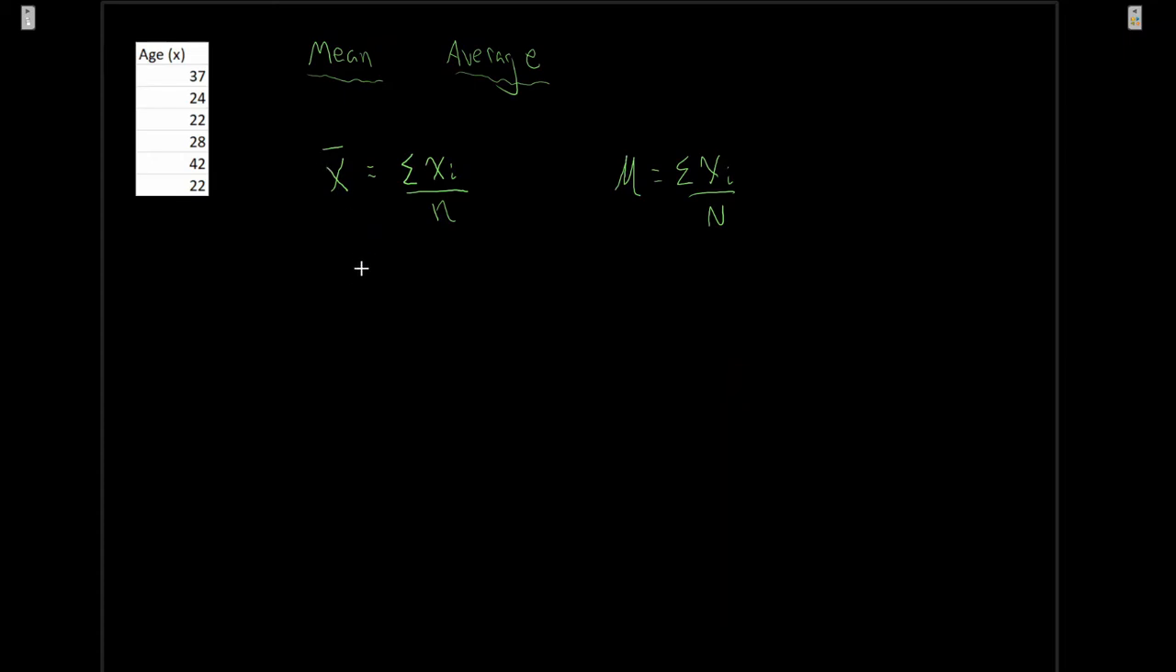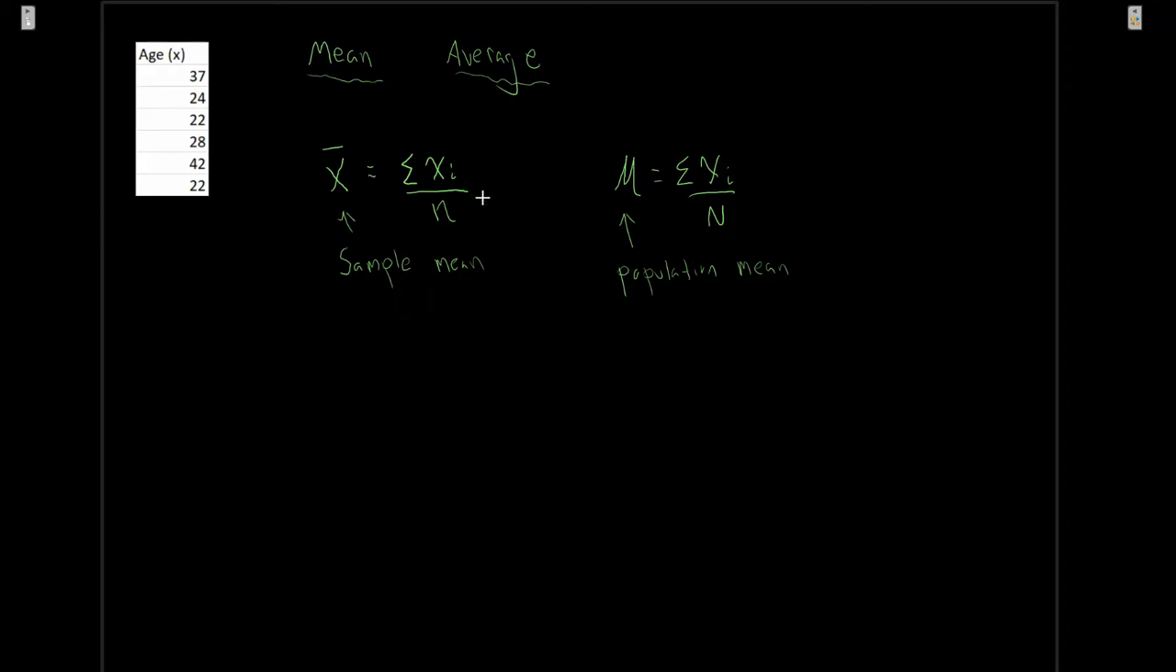The one on our left, X bar, this is our sample mean. We're going to use this if we're dealing with a sample. The one on our right is our population mean, and this is the one we're going to utilize if we're dealing with the entirety of the population. So X bar is the notation for sample, and mu is the notation for population. We'll keep this all the way through: we'll use Greek letters for anything to do with the population, and we'll use our standard alphabet anytime we're dealing with a sample.